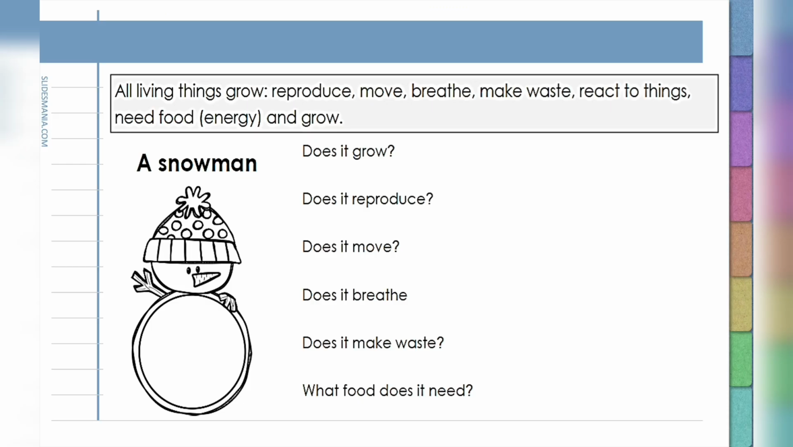Now we know that all living things grow, reproduce, move, breathe, make waste, react to things or sense, and need food. Here we have a picture of a snowman. Does it grow? No. Does it reproduce? No. Does it move? No. Does it breathe? No. Does it make waste? No. Does it need food? No. So it doesn't need any of these things. So this is a non-living thing, right? Yes. So we know if it's a living thing or non-living thing from these 7 life processes.